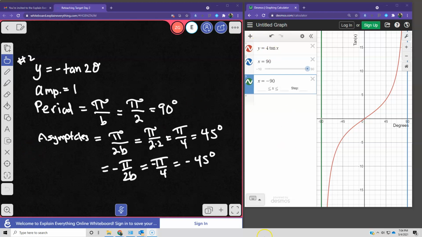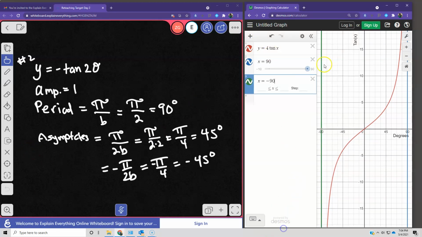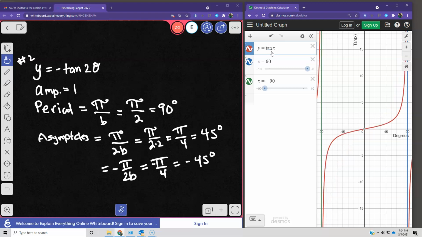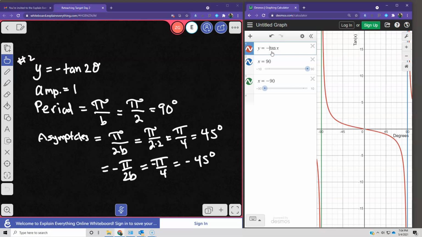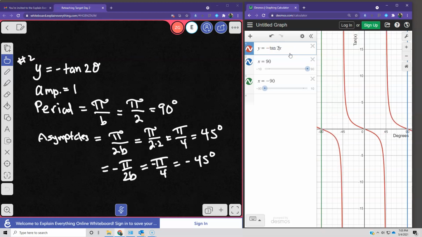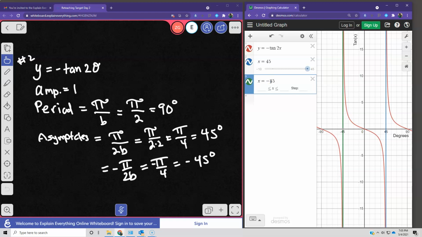So let's go ahead and change this graph. And we're going to write negative, and you can see the reflection. I keep saying reciprocal, I mean it's going to be the reflection. Look what happens when I add a 2 here. You notice that the period is shorter. So I have to move my asymptotes to 45 degrees and negative 45 degrees. And there is y equals negative tangent of 2x.